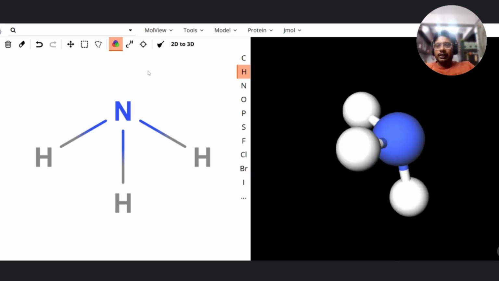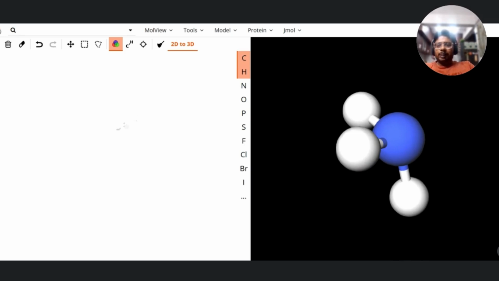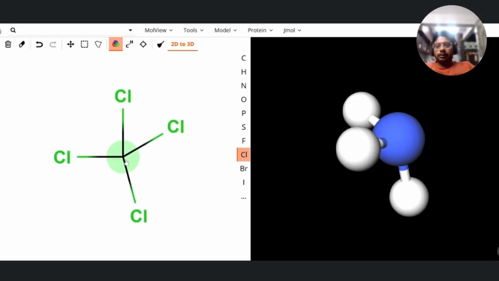So let's move to the next compound, methane. We saw methane or carbon tetrachloride, for example. Carbon is connected to one chlorine, two chlorine, three chlorine, and four chlorine. Here carbon is missing. Now I brought it back. So this is carbon with four chlorine.